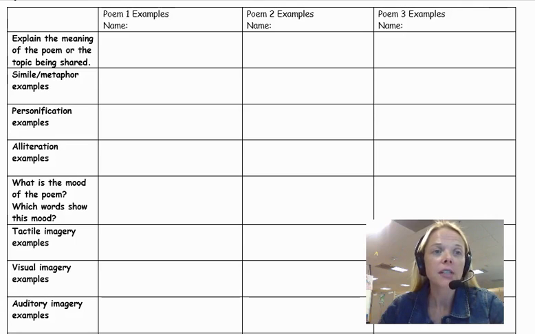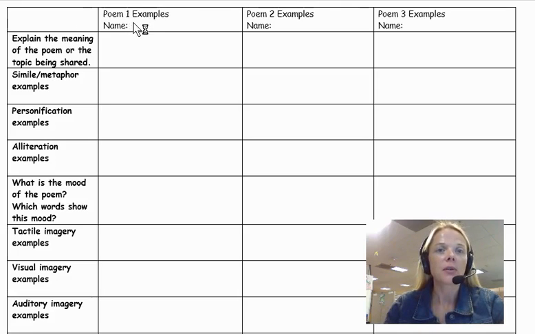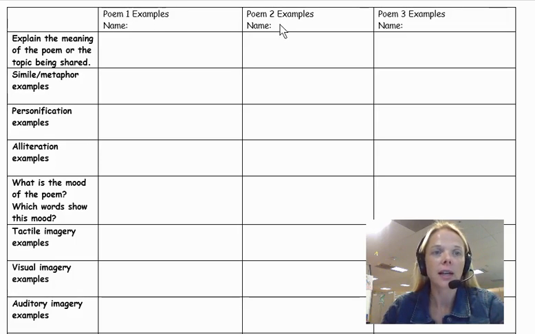So at this point in time, what you've done is you've picked 3 poems from your poet and you've scanned or analyzed them. What you're going to do in this document is take the information from your 3 poems and actually apply it to the document. So in each of these categories, you can write the name of the first poem you've selected, the name of the second poem you've selected, and the name of the third poem you've selected. You're going to, in the boxes, explain the meaning of each poem you've chosen.